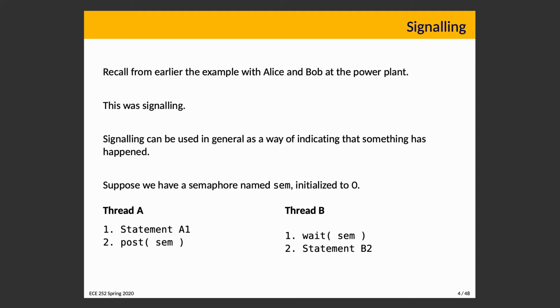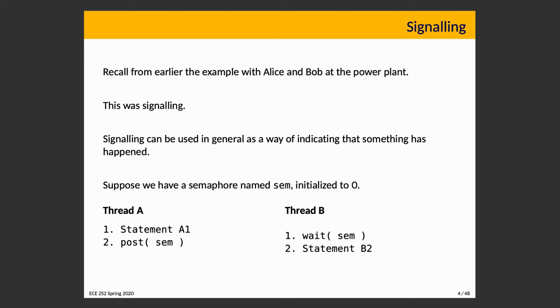You can get the same thing even if there is a thread switch after statement A1. Statement A1 runs, there's a thread switch, thread B waits, gets blocked, and then thread A posts, which unblocks thread B, and then statement B2. So no matter what order the threads run in, and no matter where in this sequence a thread switch happens, we're always certain that statement A1 will execute before statement B2.